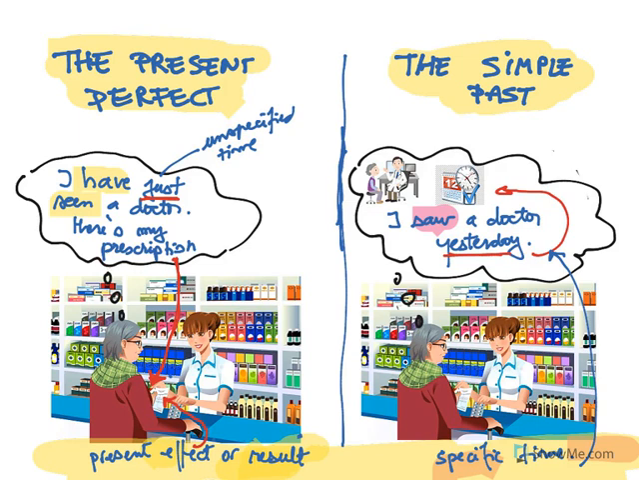Here's my prescription. You might tell me, well, the action here does not continue up to the present. But what is important in this example is the connection to the present. I have just seen a doctor. It means that this action has an effect in the present. There is maybe we can even say a result in the present because the patient has a prescription that she can show to the pharmacist.